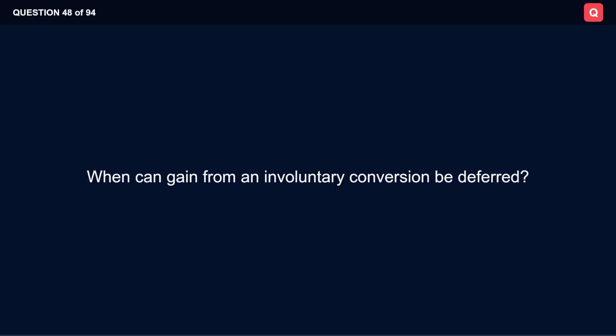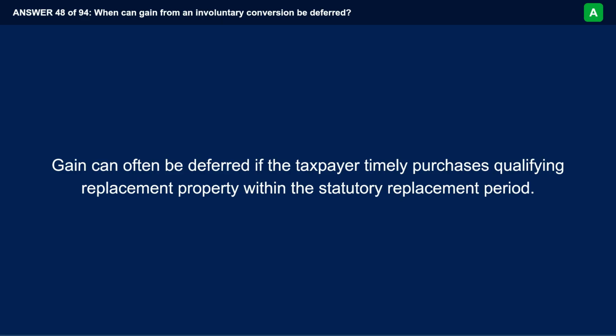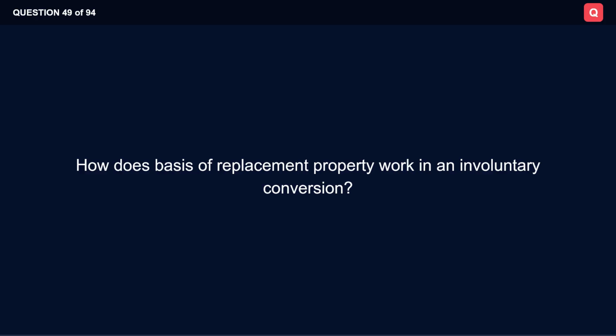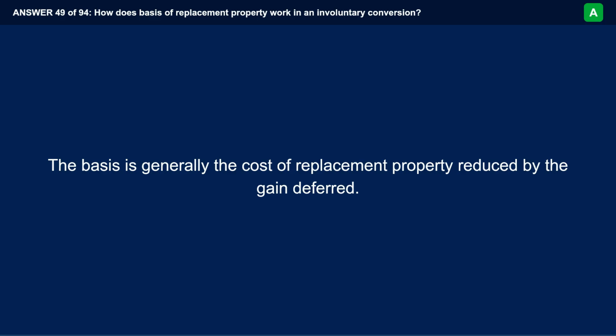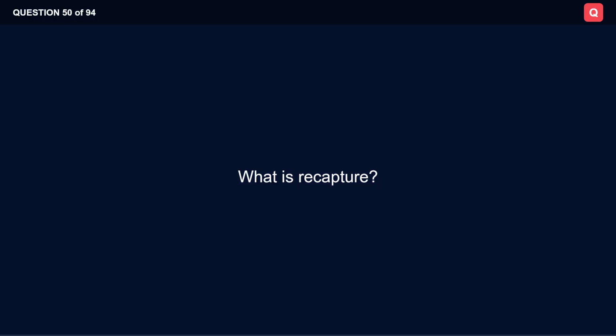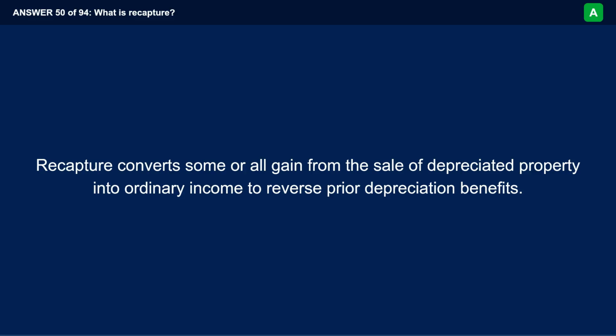When can gain from an involuntary conversion be deferred? Gain can often be deferred if the taxpayer timely purchases qualifying replacement property within the statutory replacement period. How does basis of replacement property work in an involuntary conversion? The basis is generally the cost of replacement property reduced by the gain deferred. What is recapture? Recapture converts some or all gain from the sale of depreciated property into ordinary income to reverse prior depreciation benefits.